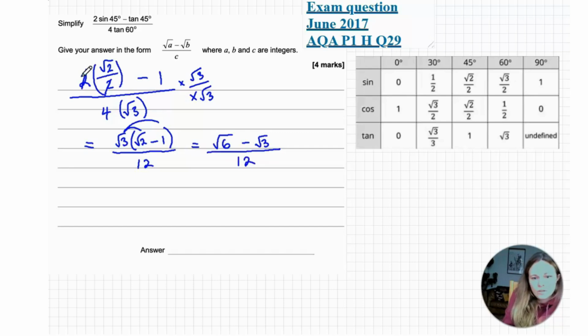Let's see if we've done everything they wanted. So it looks very similar to this now. My A is 6, my B is 3, my C is 12. They're all integers, so I think I've done enough to get the full marks there. So my answer would be, just to finish it off here, root 6 minus root 3 over 12. My answer. Okay.